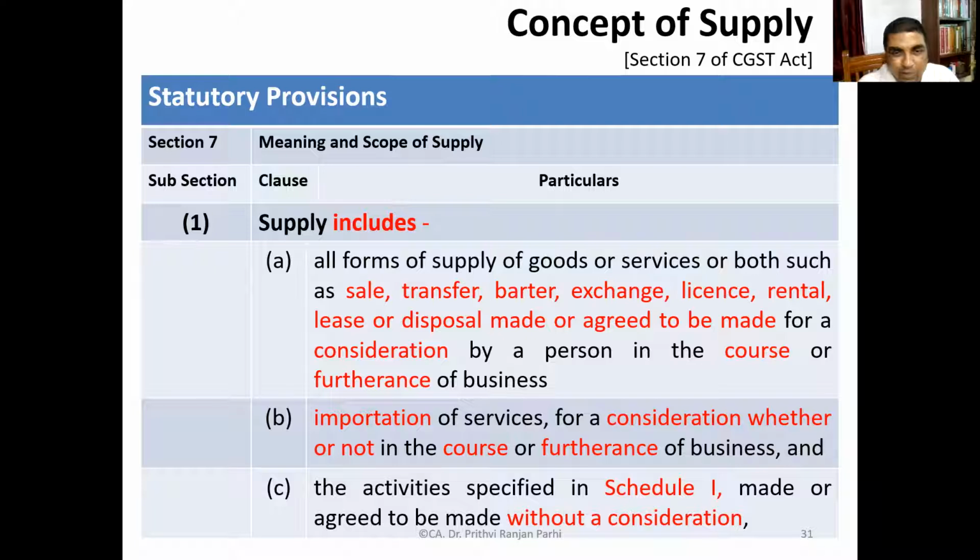Clause B talks about importation of services for consideration, whether or not in the course or furtherance of business. That means it is import of services, not goods. Okay, it is very clear. It is importation of services, and it is for consideration. And it may or may not be for your business. Still, it can be regarded as supply.